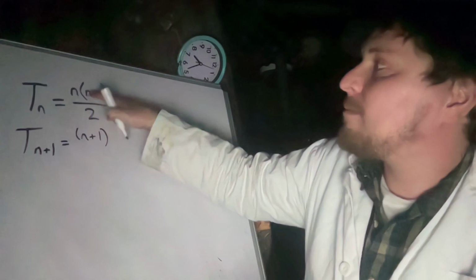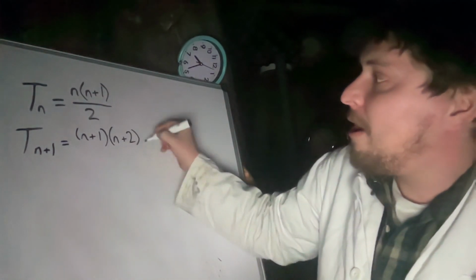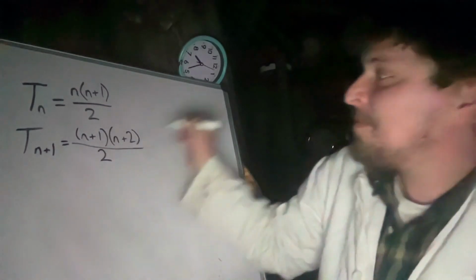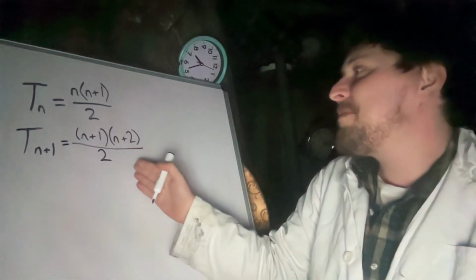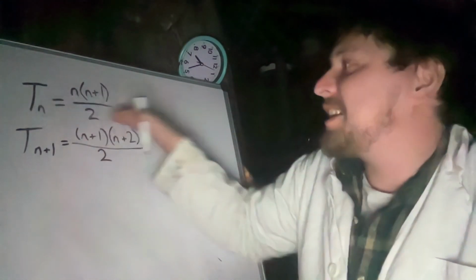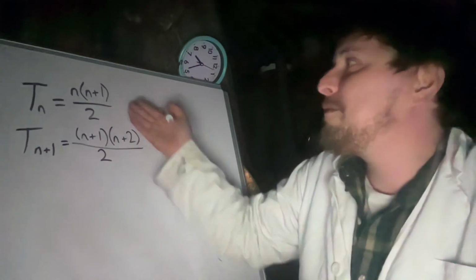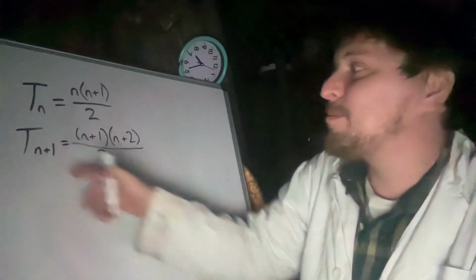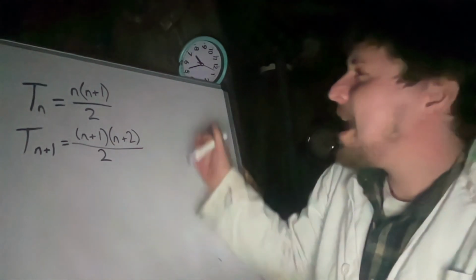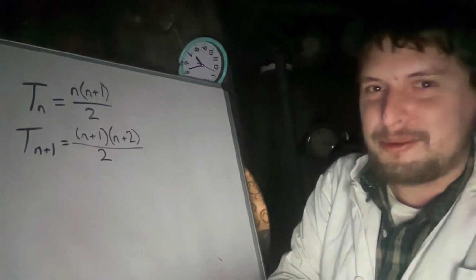This would become n plus 1, which is n plus 2, all over 2. And here, this is basically just showing the next version of this written out, of what it would mean for this formula to still be true for the n plus 1 case. And so we're basically trying to now prove that if this was true, this would also be true.